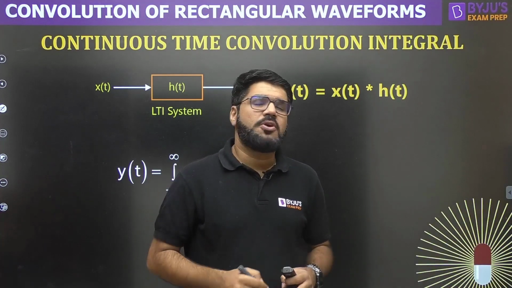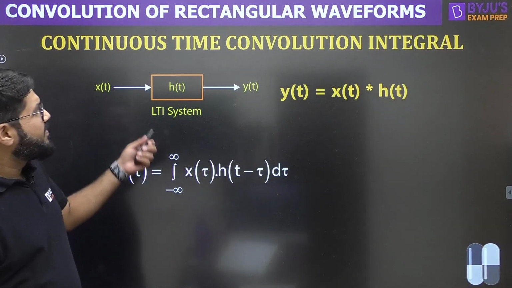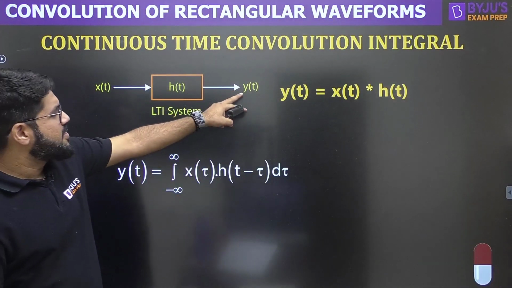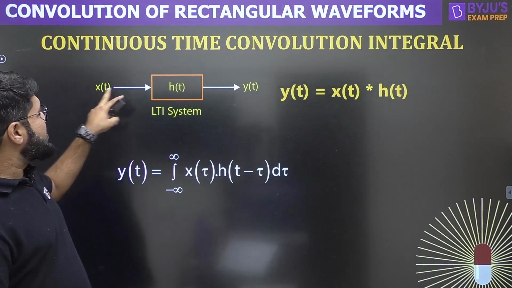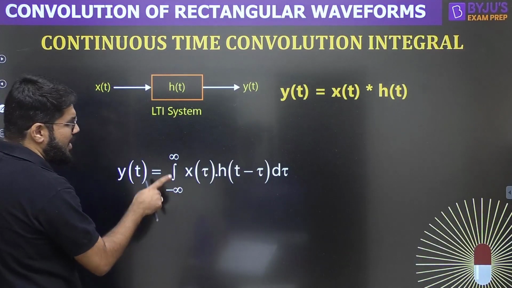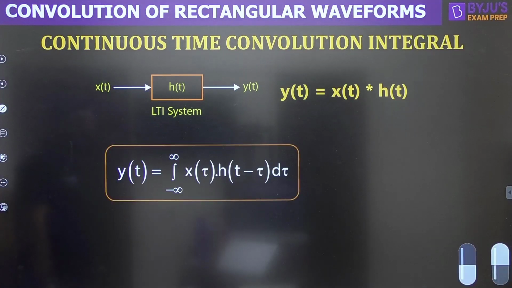Before we discuss the convolution of rectangular waveforms, let me make you revise the continuous time convolution integral. The output of any LTI system having impulse response h(t) is given by the input x(t) convolved with the impulse response, where the convolution integral is given by the formula integral of x(tau) h(t minus tau) d tau.